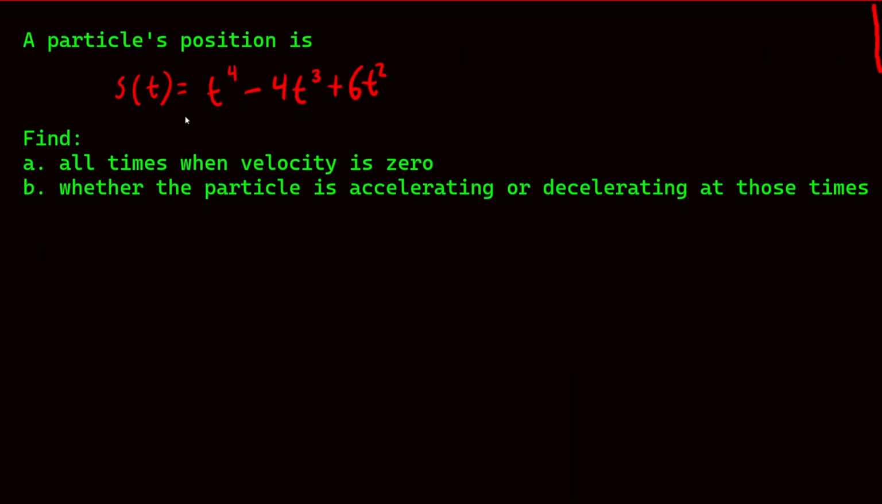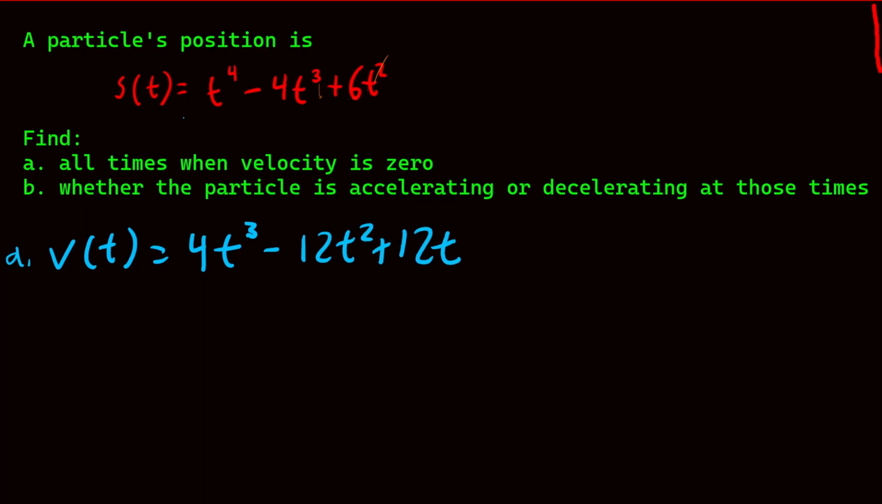A particle's position is s of t equals t to the fourth minus 4t cubed plus 6t squared. Find when velocity is 0, and find whether the particle is accelerating or decelerating at those times. All right. So let's start with A. By now we should know, right? The derivative of position is going to give us velocity. So let's take the derivative of this function. So v of t is going to be 4t cubed minus 12t squared plus 12t.